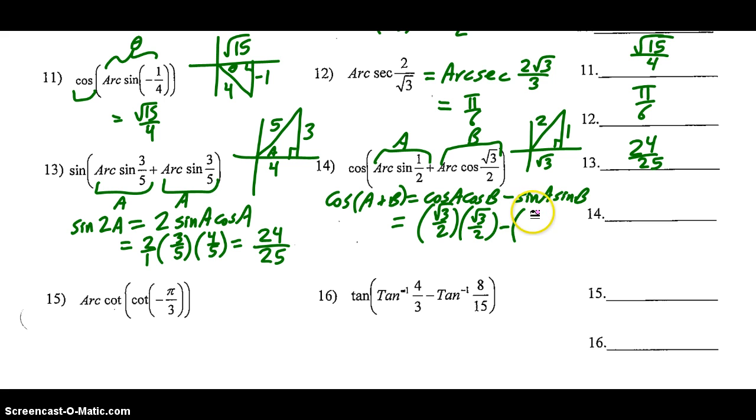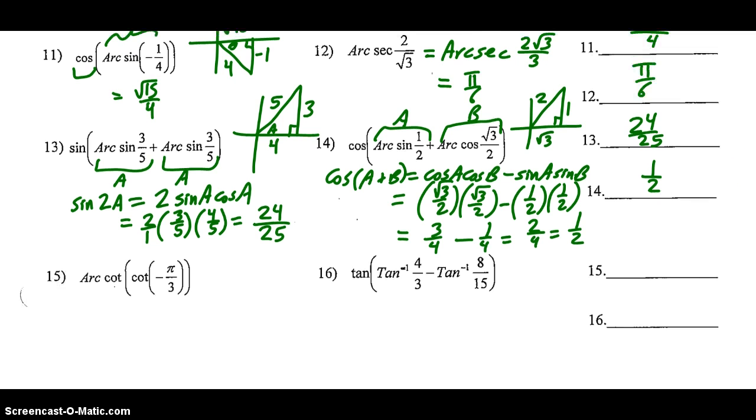Minus sine of A, well, sine of A is 1/2, and sine of B happens to be the same thing. So this now becomes 3/4. Radical 3 times radical 3 is 3. 2 times 2 is 4. Minus 1/4, which gets you 2/4, which equals 1/2. Okay, and there's a couple other shortcuts you could have taken on that same problem.